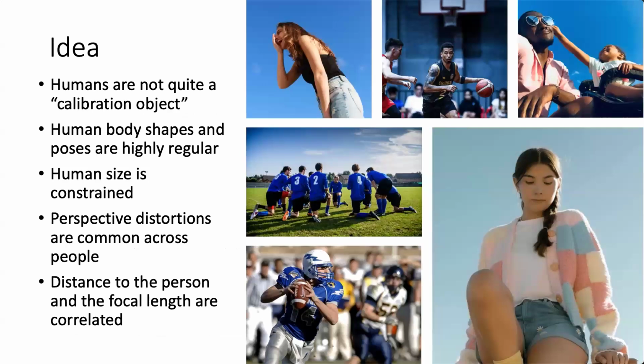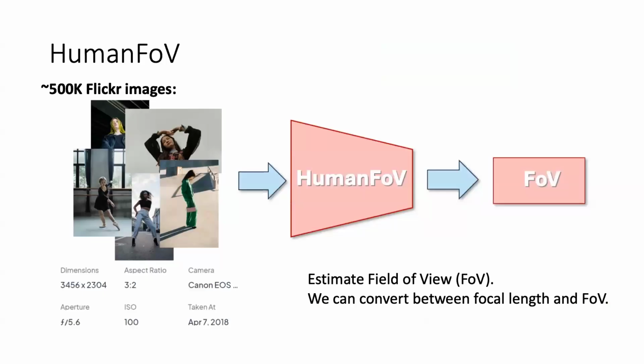So our idea was, can we treat humans effectively as a calibration object? Human body shapes and poses are highly regular. They vary, but our size is constrained, our poses are constrained. And those perspective distortions that we see are common across people. The distance of the person to the camera and the focal length are correlated. So with all of this information, what if we had a training set that would let us learn this sort of human as an approximate calibration object?